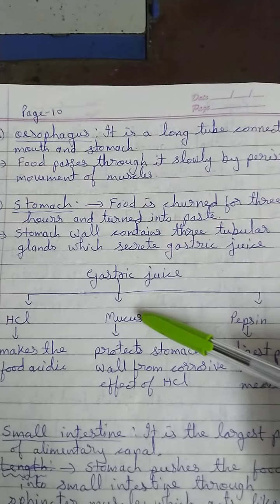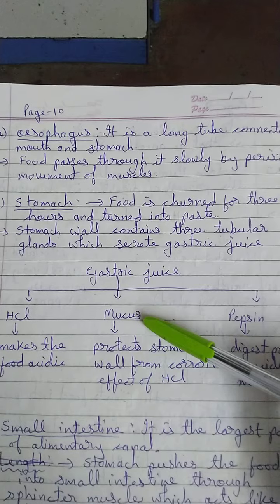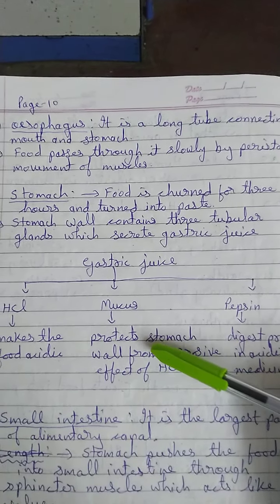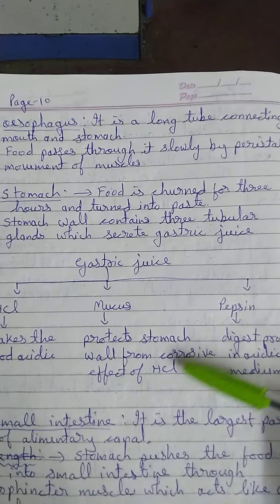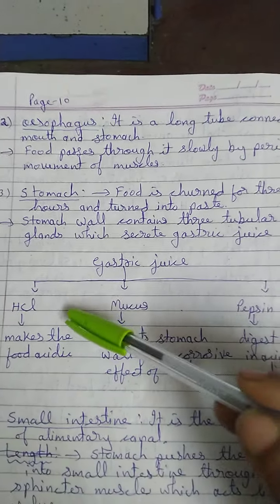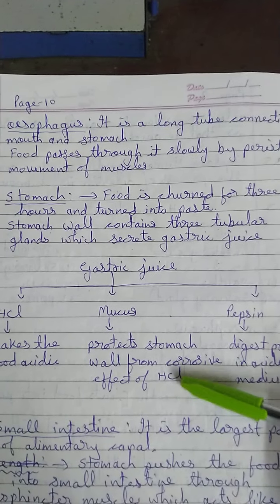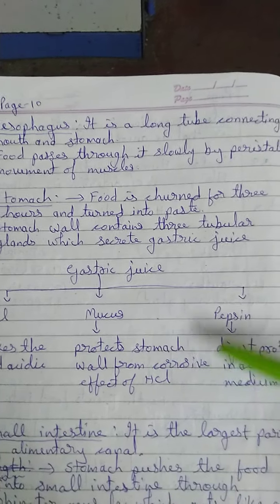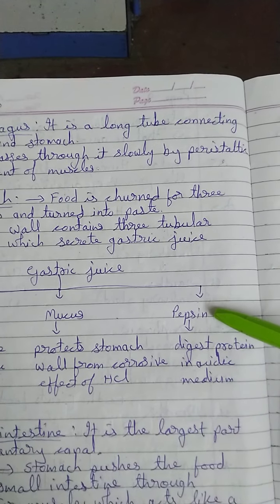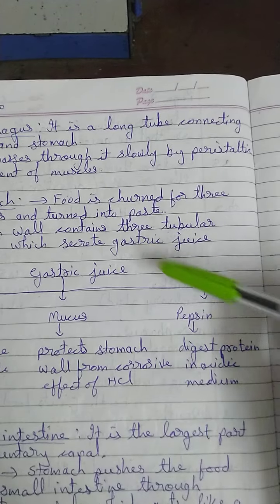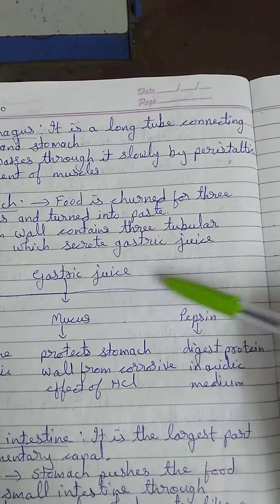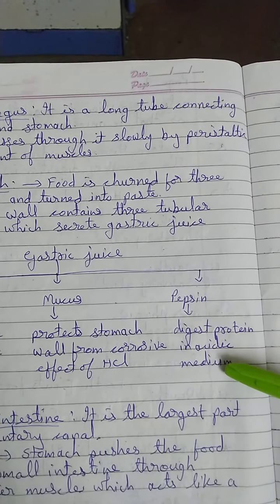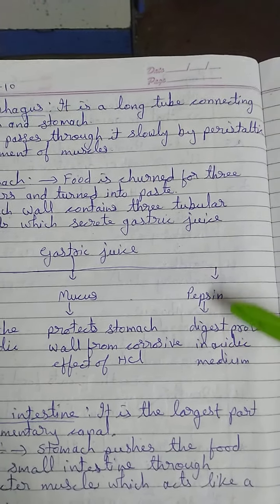Then the mucus is poured onto the stomach wall. The mucus is oily, so it forms a layer that protects the stomach wall from the corrosive effect of hydrochloric acid. Hydrochloric acid is an acid which can break the muscles of the stomach. So mucus protects the walls of the stomach from the effect of hydrochloric acid. And pepsin is an enzyme secreted by the stomach. It digests protein in an acidic medium. If the acidic medium is not created, protein cannot be digested by pepsin.